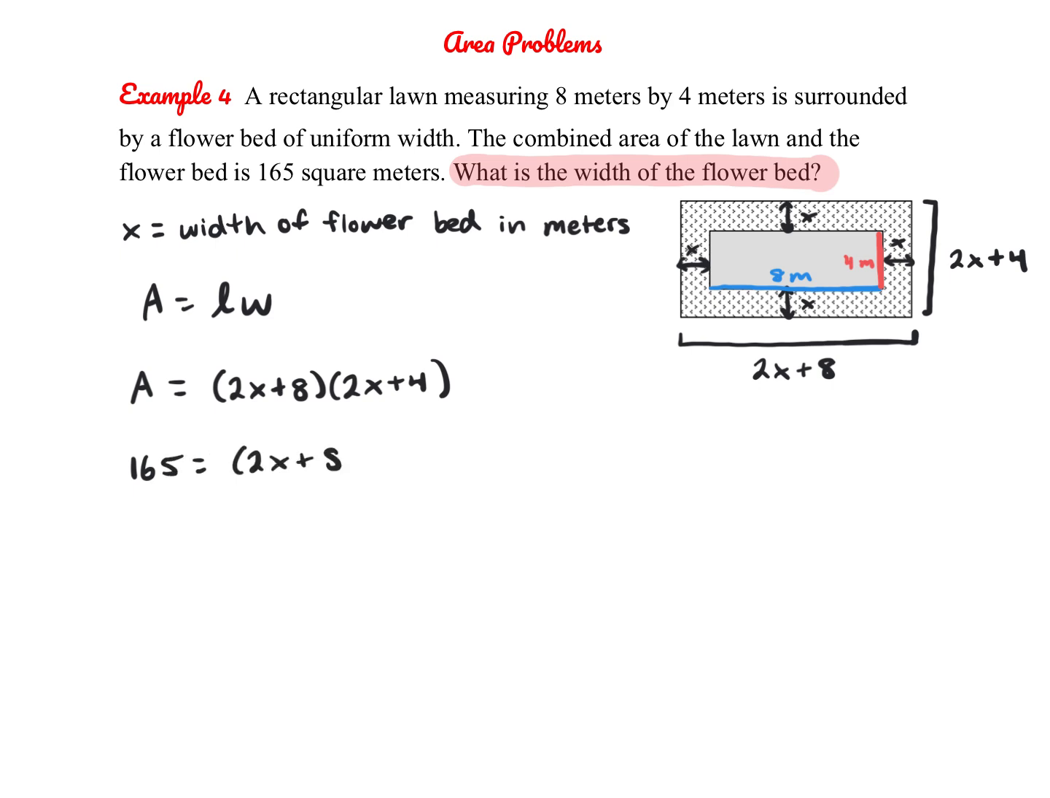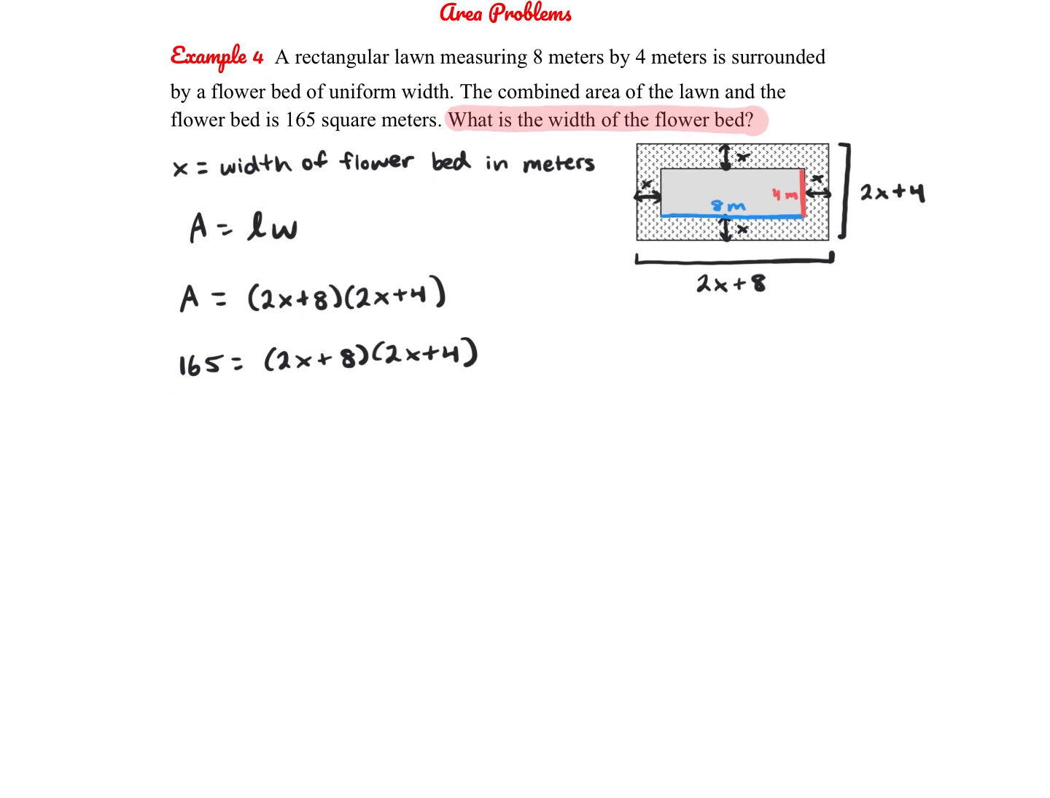So now we have defined our variable, we have set up our equation. Now it's the easy part. All we have to do is solve. So first we are going to want to multiply out the right side of our equation. So we get 4x squared plus 8x plus 16x plus 32. We're going to combine like terms, and I'm going to set our equation equal to 0. I'm going to try to do that in the same step.